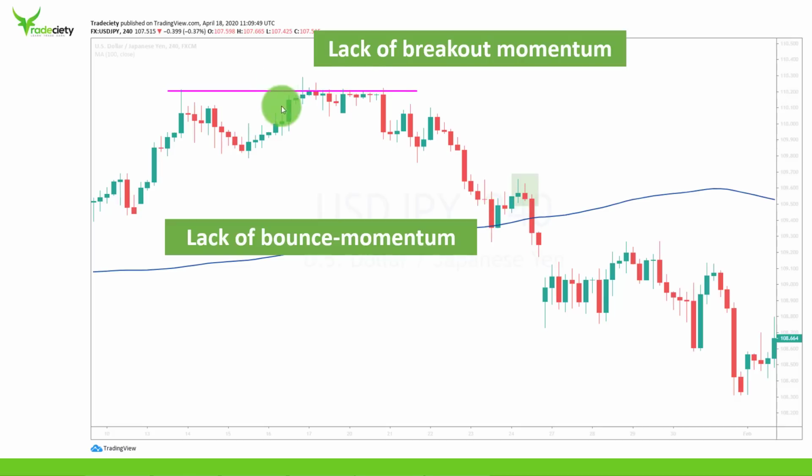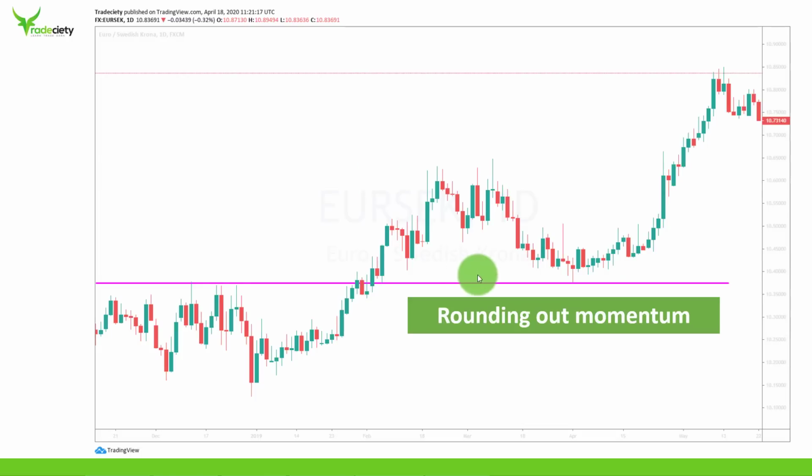So again, we can really understand very nicely what is happening during pullbacks when you look at candle sequence, also here below the resistance. A rounding out of momentum is another very important tell of market and price action. So we have a very strong resistance level that gets broken here. The market comes back into the level, and now you see the rounding of momentum.